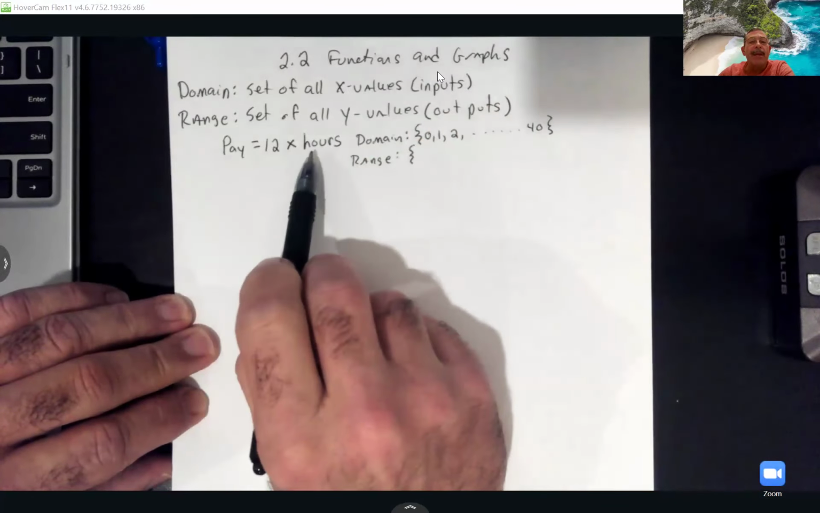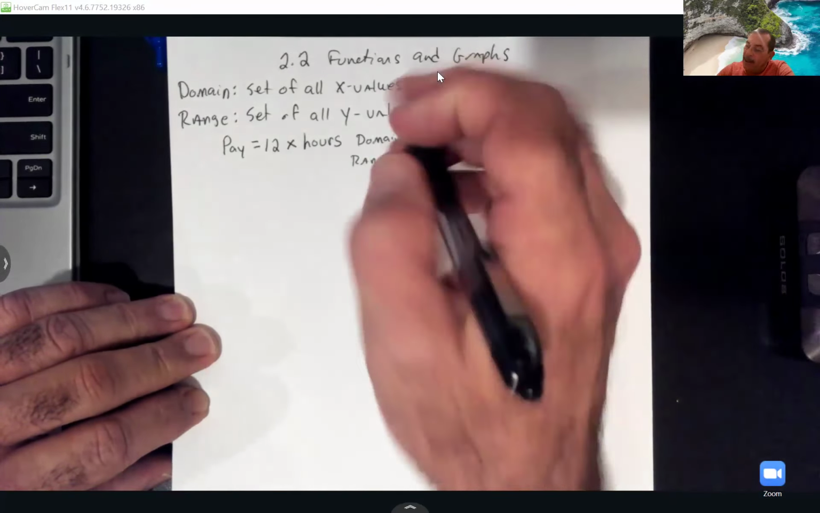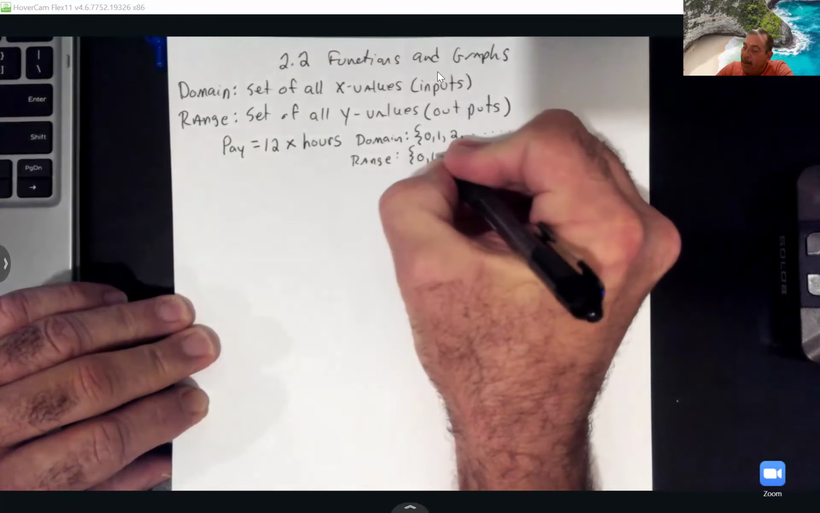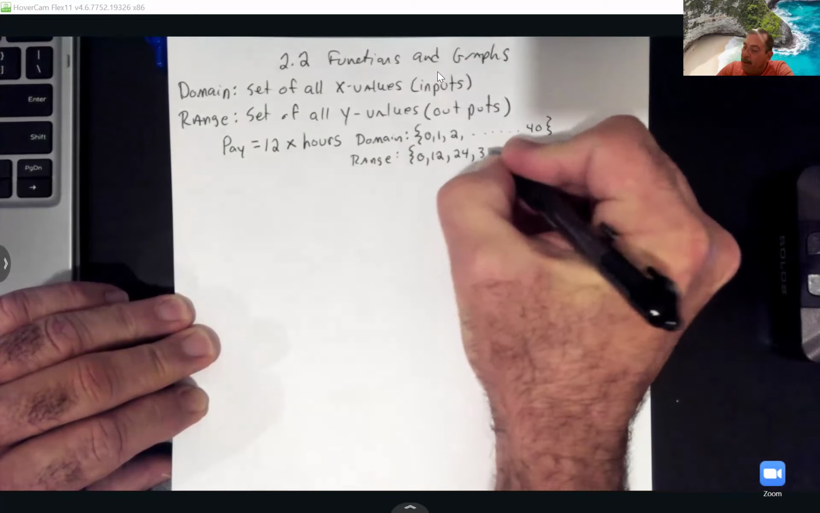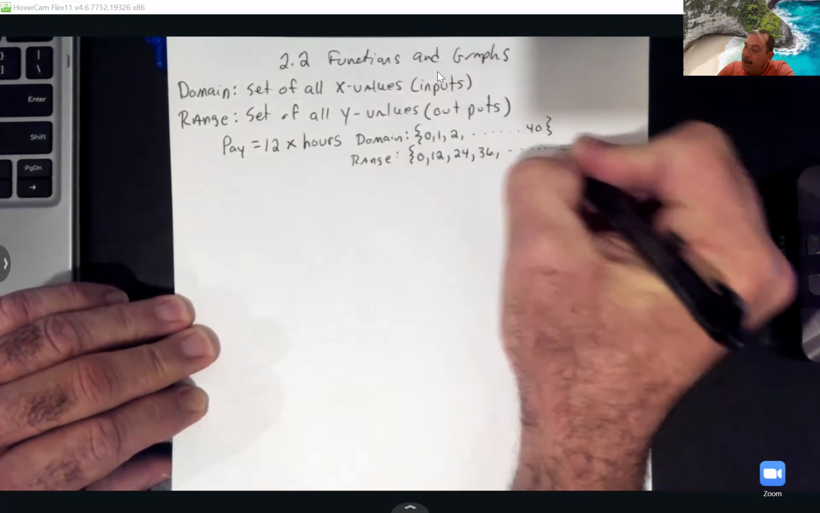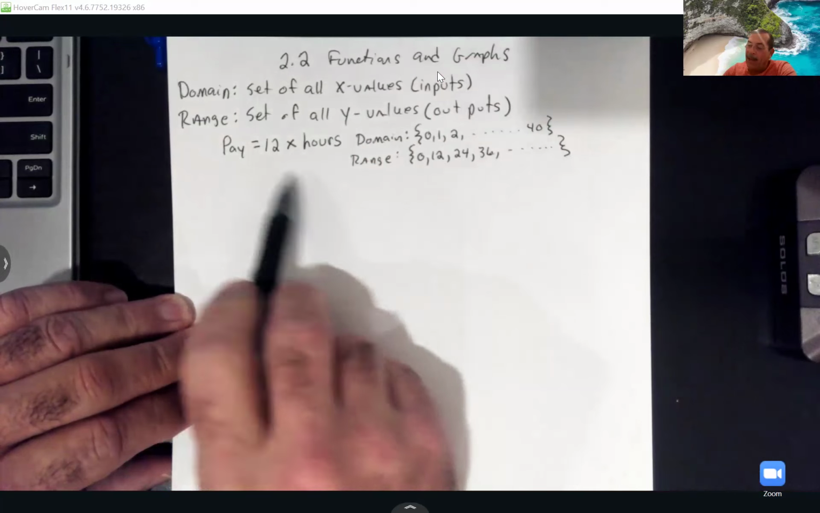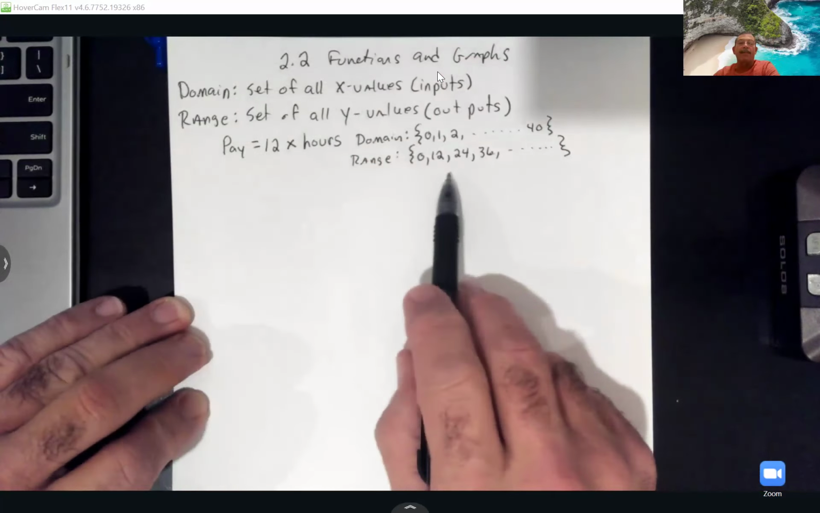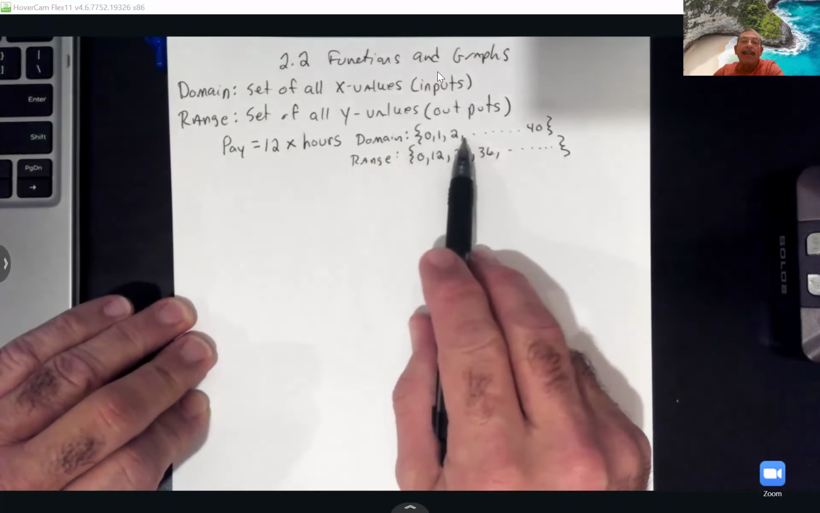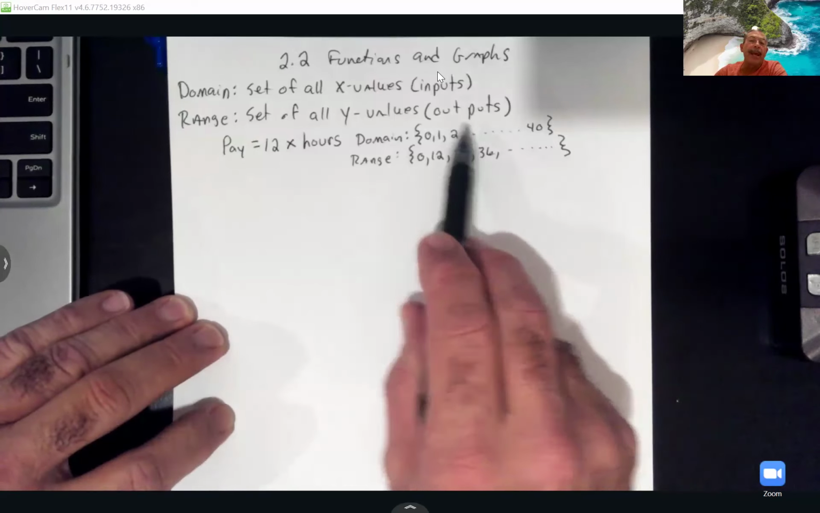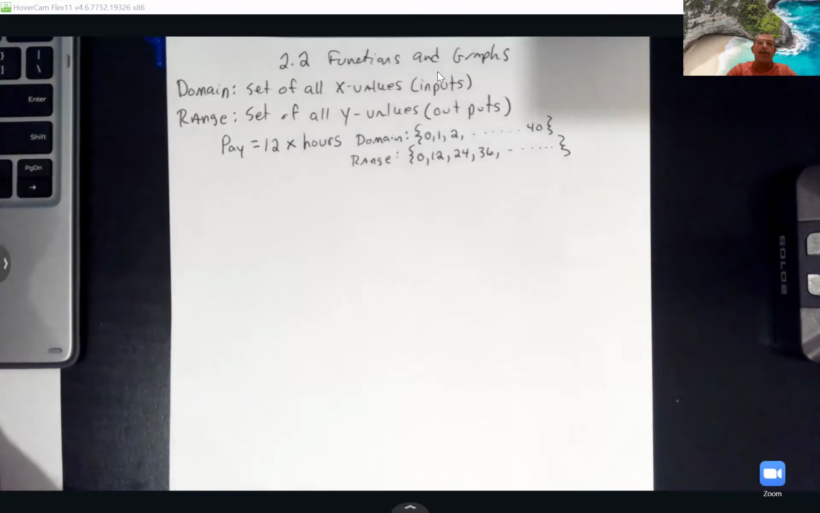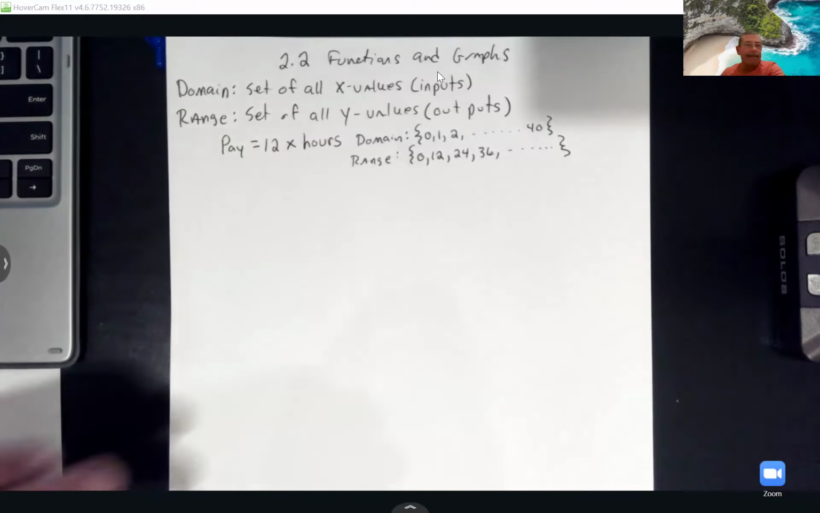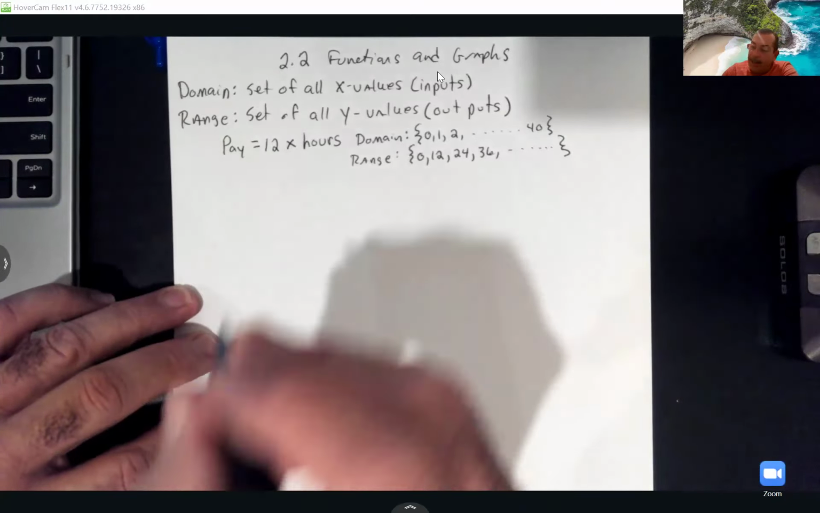The range would be how much money you make. So you could make 0. If you work 1 hour, you got $12, 24, 36, all the way up to whatever 40 times 12 gave us. So notice the domain is the input because you got to input how many hours you work before you can get the pay, which would be the output. Okay. All right.